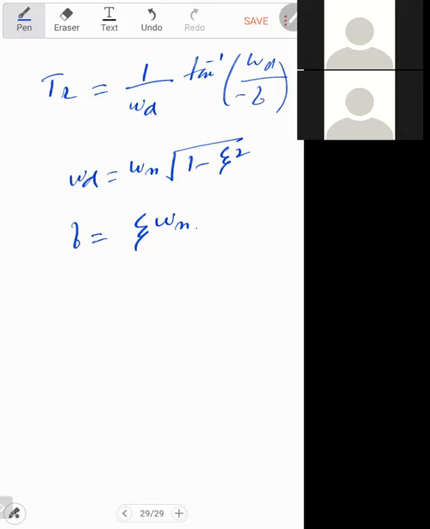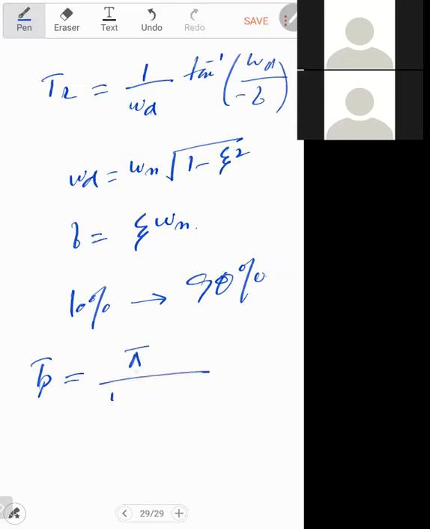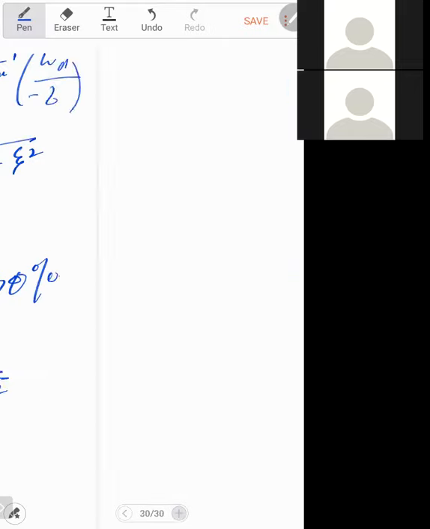Rise time means the time when the system response rises from 10% to 90%. The second one is the peak time. Peak time is when you get the first peak, the maximum peak, so that is called the peak time. Mathematically it is equal to pi divided by omega n square root of 1 minus zeta square. And then we have the maximum overshoot.